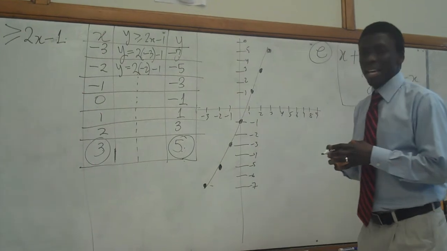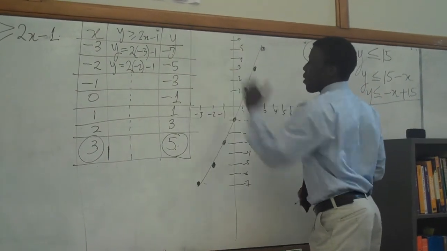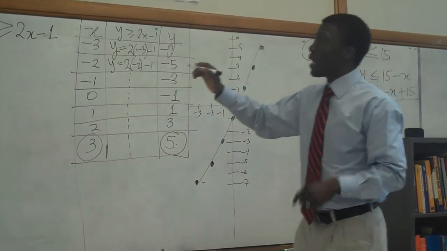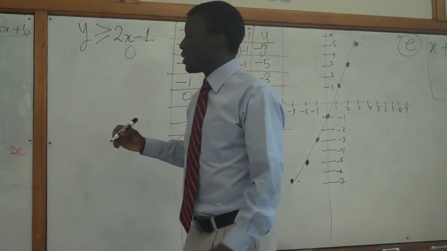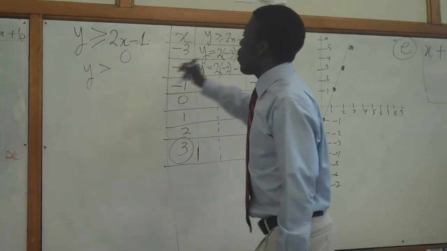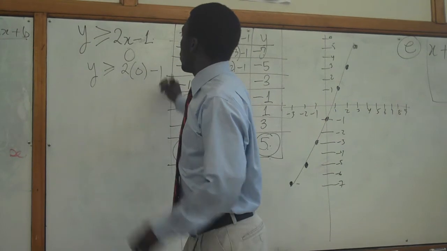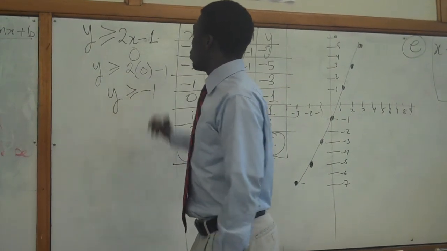Now the question is, are we going to shade this part, or are we going to shade that part? One of the things that the other textbook does is that they just place it with zeros. So 0 right there, for example, when x is 0. So y is greater than or equal to 2 times 0 minus 1. So y is greater than or equal to minus 1.